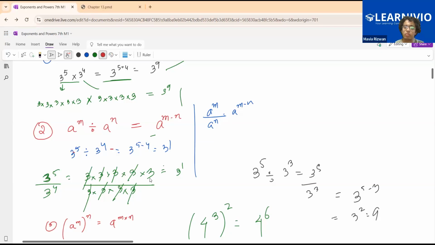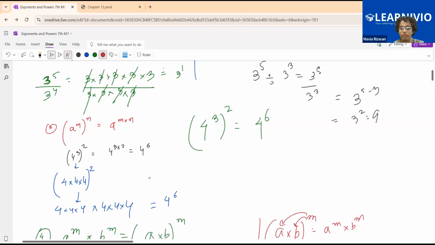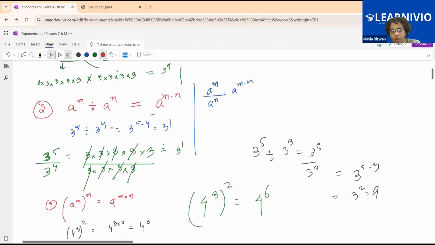Yes, sir. Sir, can you explain once again? Sure. Salman, if I have 3 raised to the power 5 divided by 3 raised to the power 4, I have the bases the same, that is 3. So I will take the base as common. And since it was dividing, in this case I would subtract the powers. So 5 minus 4, that is 3 raised to the power 1. So this is the answer. Okay, Salman?